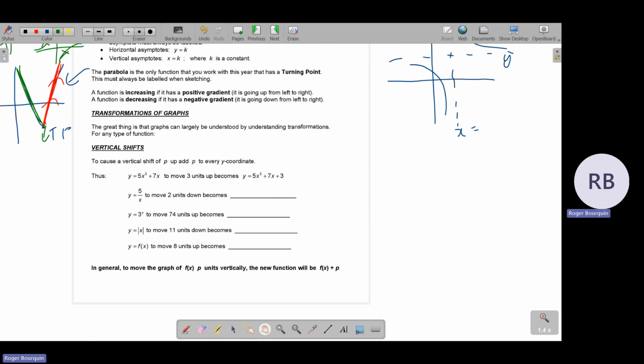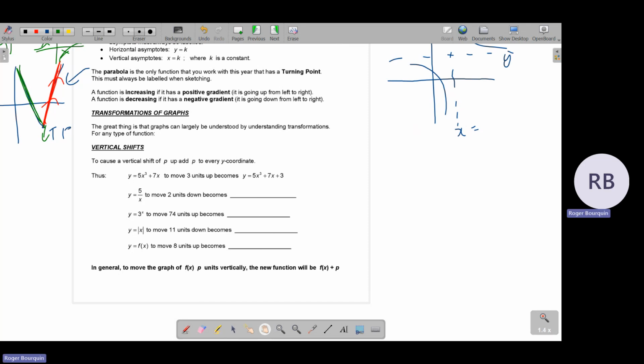Transformations of graphs. The great thing is that graphs can be largely understood by understanding transformations. Transformations means what? Movements of the graph. Basically it's made up of two things. Translations, which means moving up and down and across, and reflections, which is folded over something. So the first thing is vertical shifts. To cause a vertical shift of P, you add P to every Y coordinate.